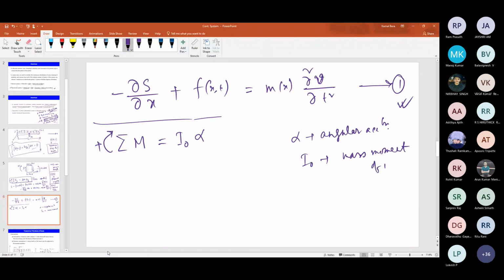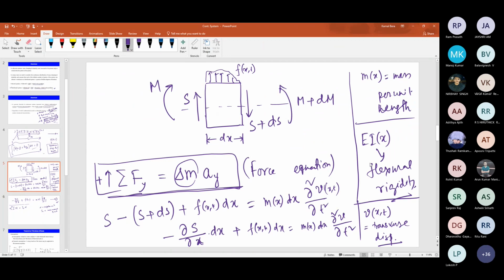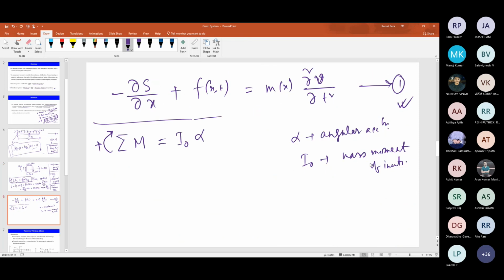Moment of inertia, like the force equilibrium: delta m, an element mass, with acceleration in the vertical, transverse direction. This is for the force equilibrium. For moment, the summation of moments will be I naught into alpha. But as I already mentioned, the slope is very small, so we will ignore the rotary inertia effect. This term is neglected in the Euler-Bernoulli beam hypothesis.